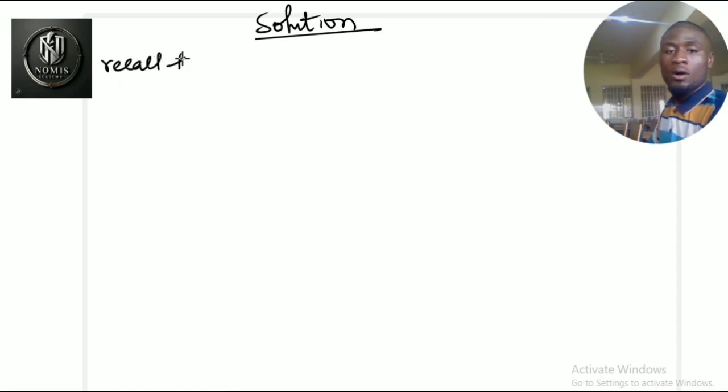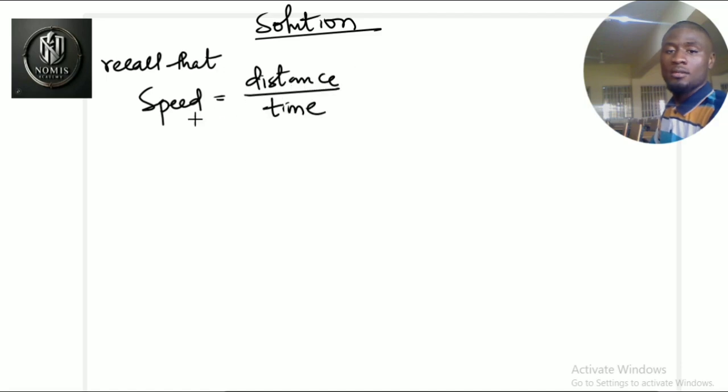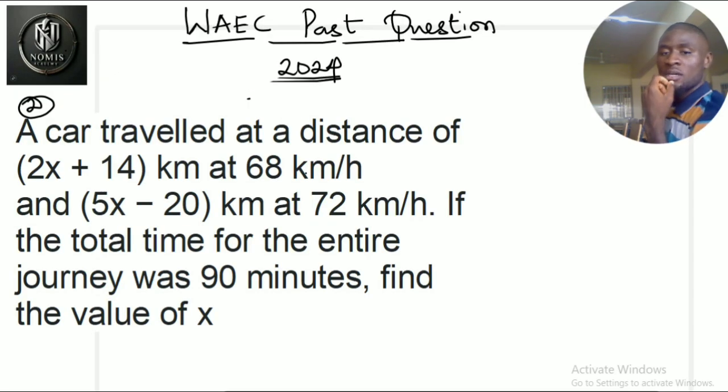So you should recall, okay, let me write the solution. You should be able to recall that speed is equal to distance over time. This is the formula connecting speed, distance, and time together. From the question, we are given the distance because it's measured in kilometer, and the speed in kilometer per hour. So we are given the distance and the speed, and we are to look for t, the time taken for this particular journey.